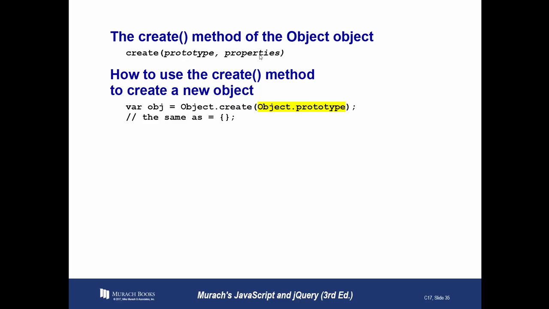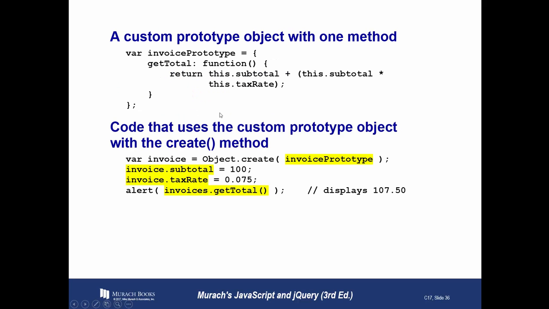Now, this may not work correctly in earlier versions, so the author chose not to use it in this chapter. This example that you see right here, setting it up like this, is the same as doing this. You're creating basically an empty object. Usually, though, you'll use the create method with a custom type of object, and that's what's shown here.